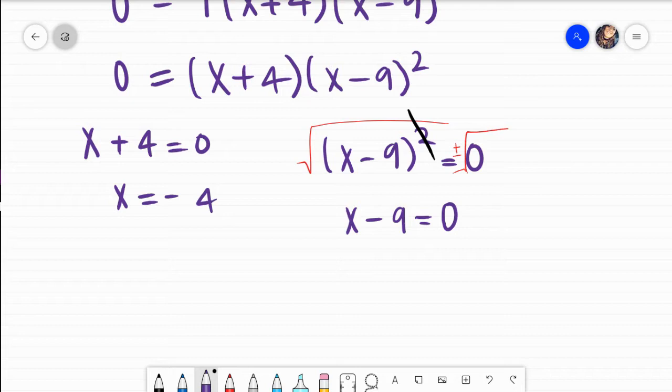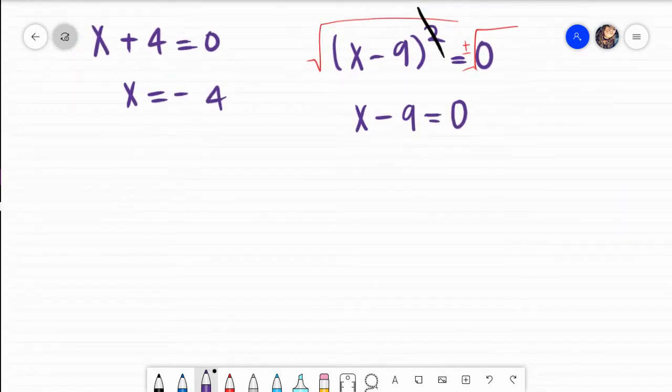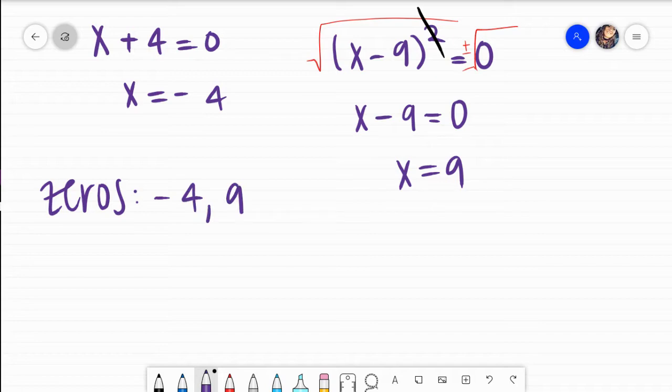And then solving this, I'm looking at my paper right now. I'm trying to figure out why I have a negative 9 for my x, and then I wrote my 0 as a positive 9. So that's just a little typo on my part. Typo is my middle name. Solving this, I would get x equals 9. So my zeros are negative 4 and 9.